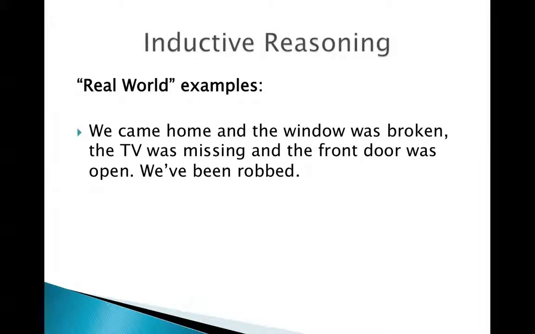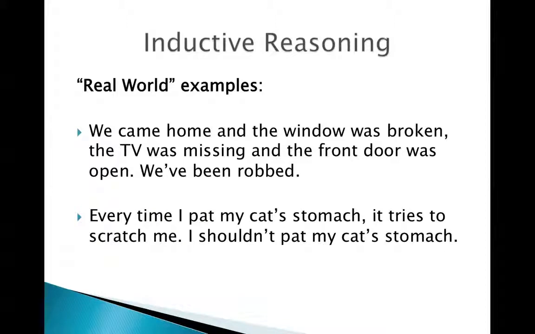We came home and the window was broken, the TV was missing, and the front door was open. We've been robbed. Okay? Not too big of an induction, fairly obvious, but this is just an example to show you the pattern, right? Small pieces of evidence, broken window, missing TV, open front door, lead to a bigger conclusion: we've been robbed.